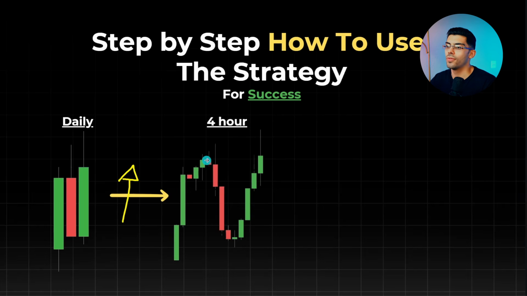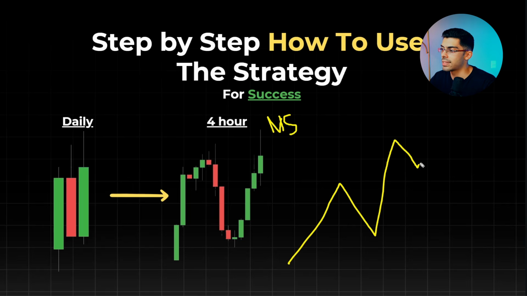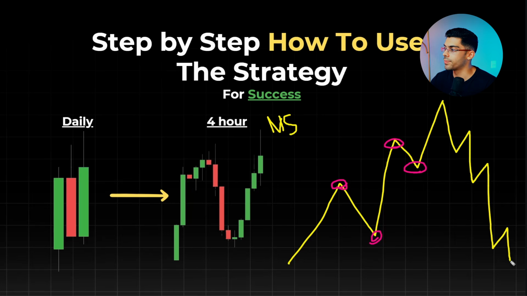And then when we go into the 4-hour, it's going to be a lot easier for us to find market structure. So on the 4-hour time frame, we're going to be looking at market structure. What is market structure? It is the series of higher highs and higher lows. It would be these points right here that I'm going to put in pink. So the series of higher lows and higher highs, that is market structure in a bullish trend. And if you're in a bearish trend, then it would be the lower highs and lower lows.